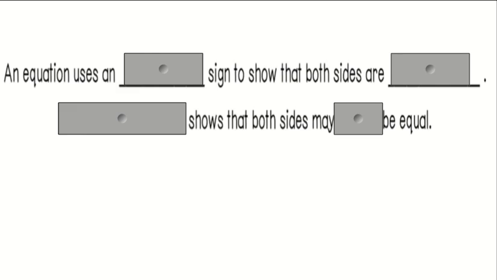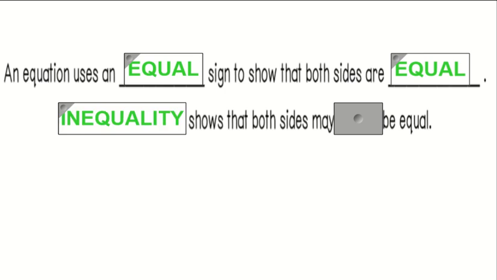So to start with, an equation uses an equal sign to show that both sides are equal, right? We just got done doing equations. Equations use equal signs. An inequality shows that both sides may not be equal. It uses an inequality sign. So when you do inequalities, the sides are not always necessarily going to be equal to still be true.